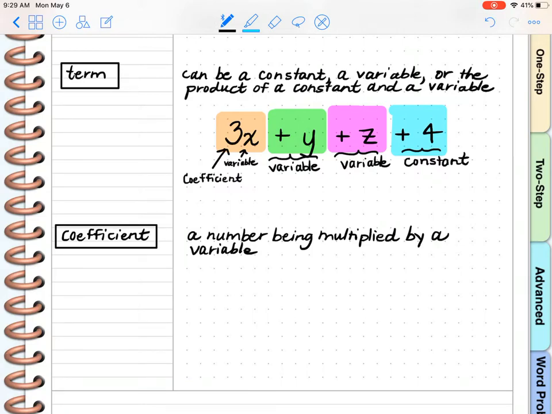Okay? So this expression that we have up here, all of this together, we would say is an expression, and that definition's coming next, with 4 terms. Orange, green, pink, and blue, 4 terms in this expression.